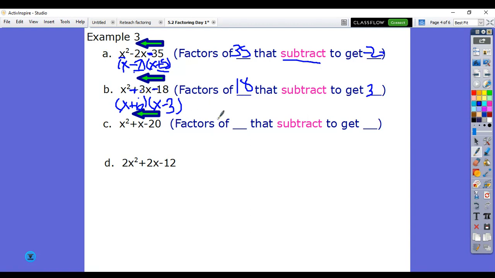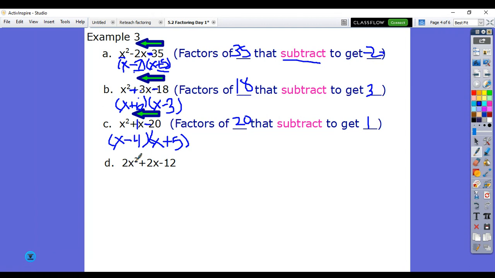All right, letter C, we need factors of 20 that subtract to get 1. Even though there's not a number in front of x, I know that it's a 1. No GCF, so I can go right to 2 parentheses, x and x. And which ones subtract to get 1? 4 and 5. Since the 20 is negative, my 4 and 5 are opposite signs. Because the middle is positive, my big number is positive, and my 4 is negative.